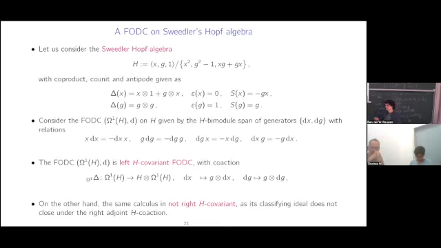What are you transmuting with? You need a module. What's the module that you're... So you know that Sweedler's Hopf algebra is a quasi-triangular Hopf algebra. So in particular, the category of modules is braided. Okay, so you can transmute Sweedler's Hopf algebra inside its own category of modules. Okay, sure. So I think that this is what's written here.